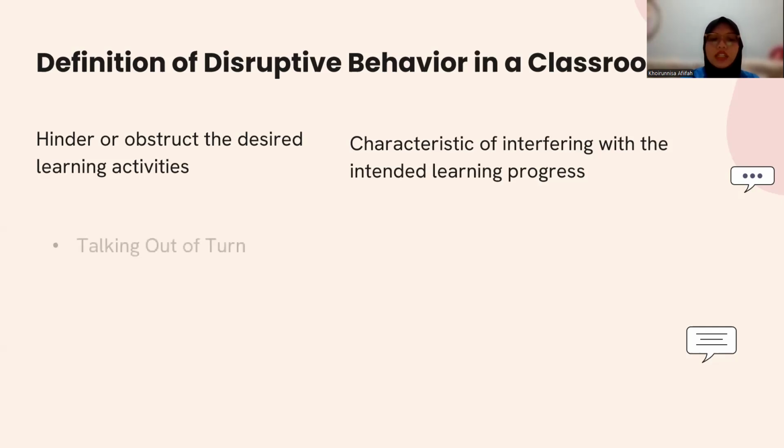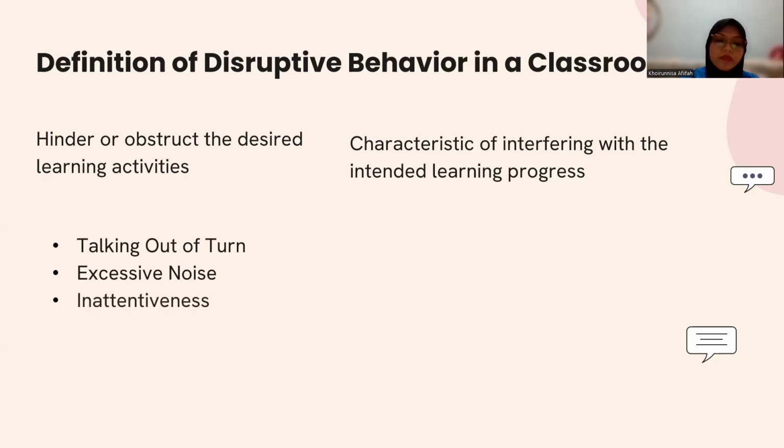For example, talking out of turn is students interrupting the teacher or classmates without permission, which hinders the flow of discussion. Then loud conversations, unauthorized electronics use, or unnecessary noise disrupt concentration and learning. Inattentiveness, like daydreaming, doodling, or unrelated electronic device use, shows a lack of focus on the lesson.